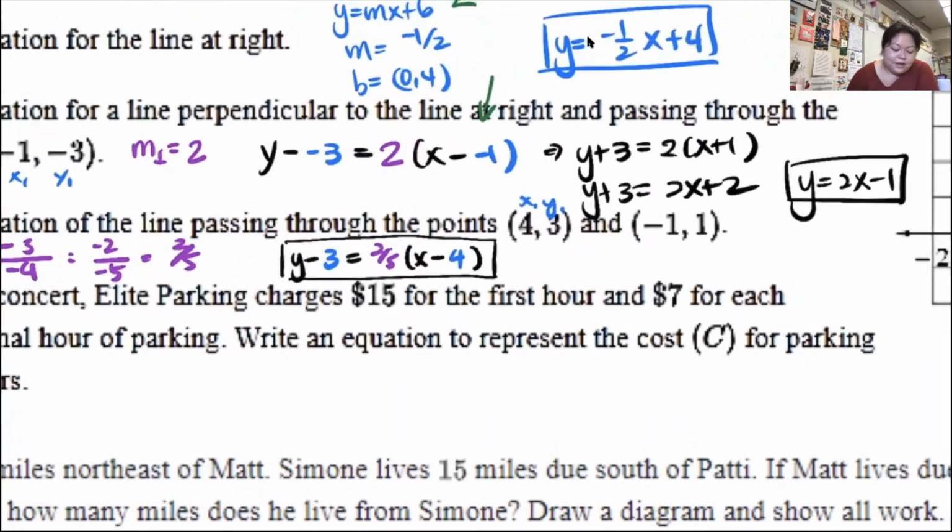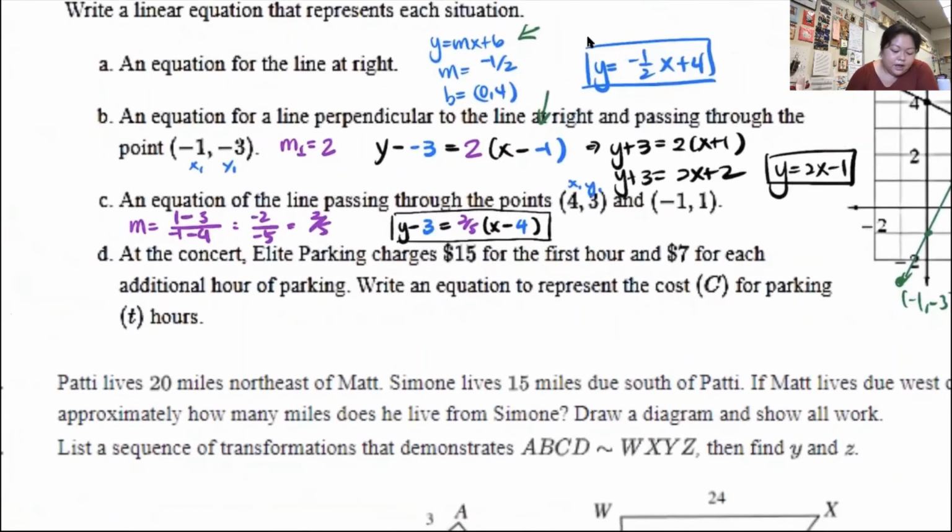Okay. All right. Next one. At a concert, elite parking charges $15 for the first hour and $7 for each additional hour of parking. Write the equation to represent the cost for parking T hours. Okay. So the cost of parking T hours, you are charged $15 first, then, right? And it is plus $7 for each additional hour.